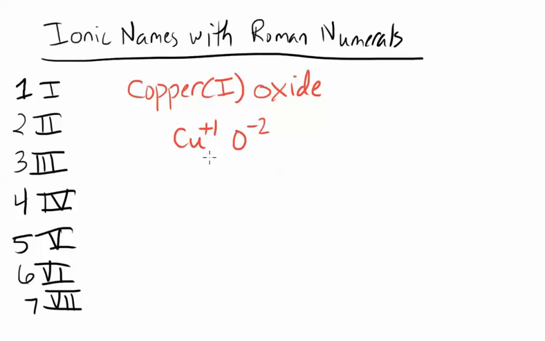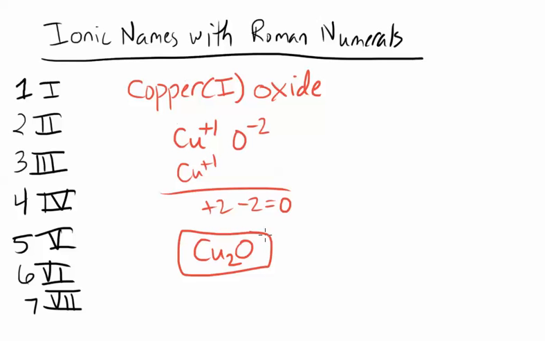So how many coppers do we need to do that? Well, we need 2 coppers. So this will add up to +2. That's -2. That equals 0. I've done each of these a little different way, and hopefully one of these ways will stick with you and make sense so that you can come up with the correct formulas. So we have 2 coppers and we have 1 oxide. Here's our final formula.